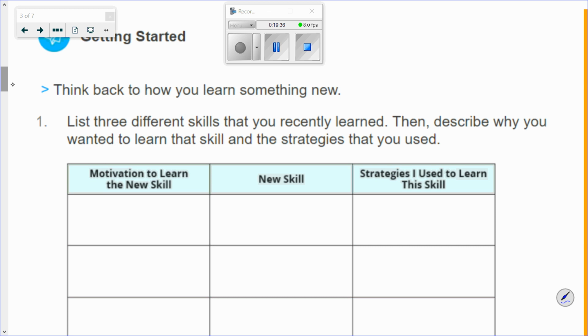So your motivation to learn the new skill, why was it you wanted to learn it? Some of them, maybe if you're looking at academic stuff, it's so I could get a good grade. If it's something you learned in life, like you learned how to crochet this summer or something to do with your parents, whatever it may be. What's the new skill you learned? How to add fractions, how to properly put together a sentence.